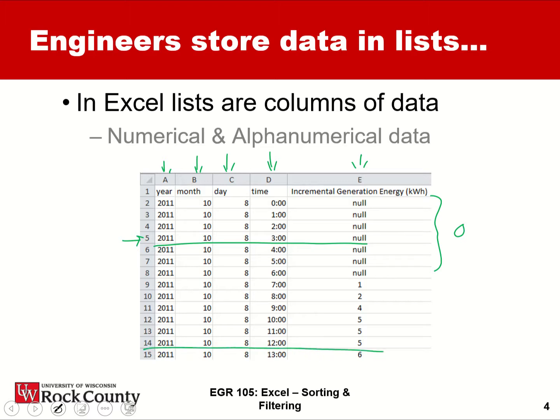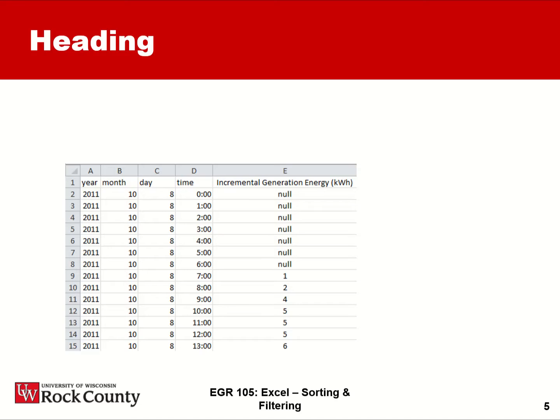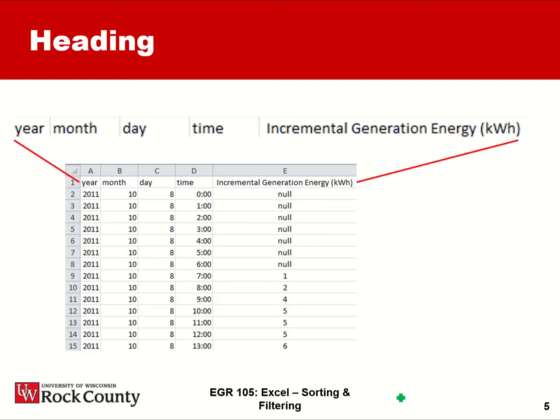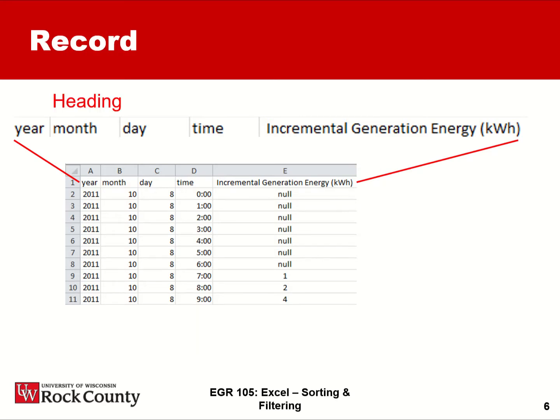Likewise, each row has this amount of data in it, right? But this data goes on and on and on for years, right? So how do we look at it? What we can do is we can look at it as a database, right? This is really like a database of information. And what we have in here is something called a heading. And the heading is this top row. It gives us in our case, year, month, day, time, incremental generation of energy. All right, so that's the heading of our database.